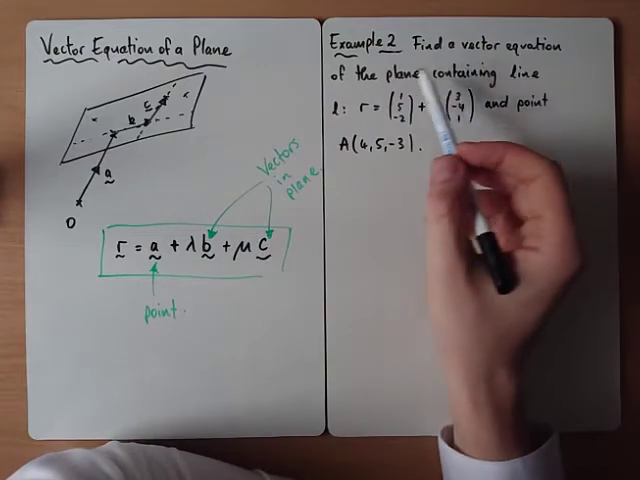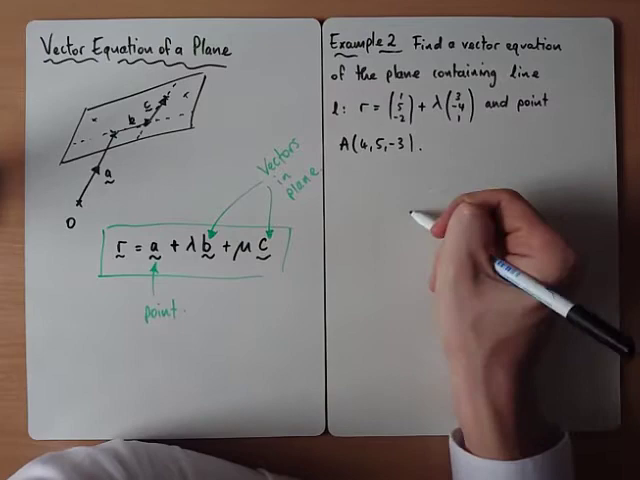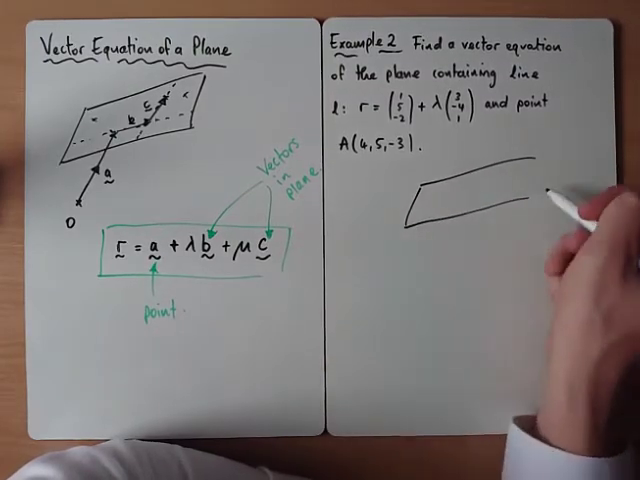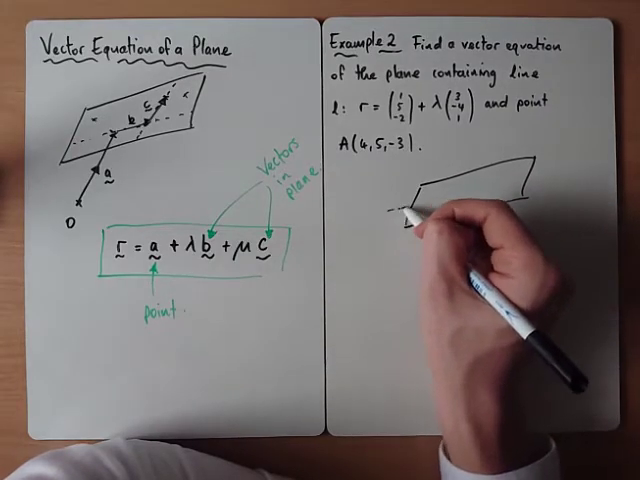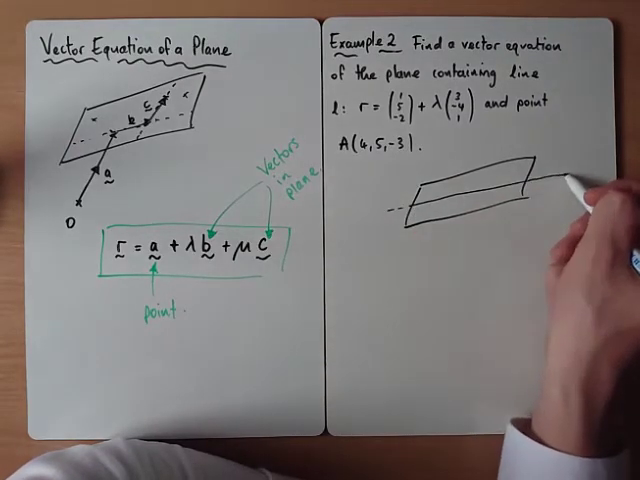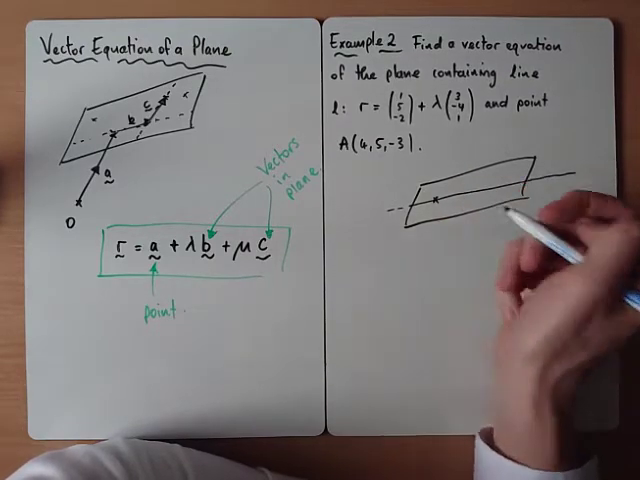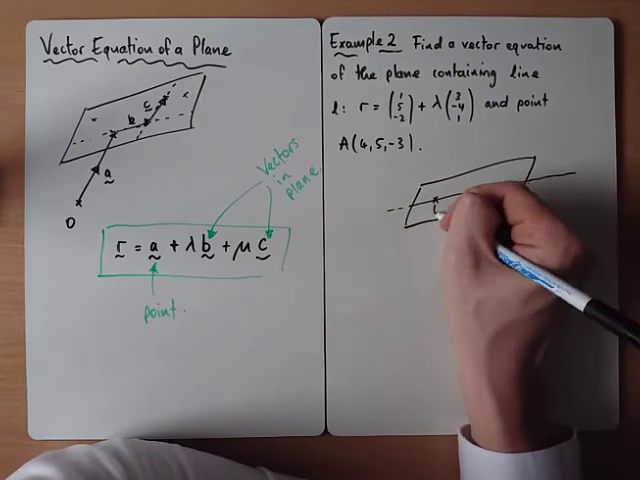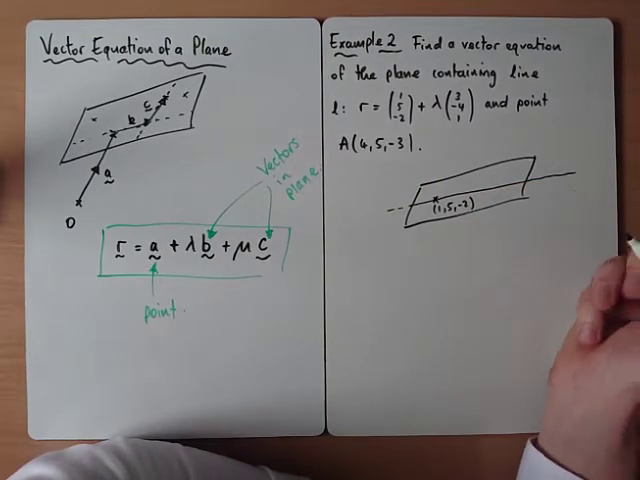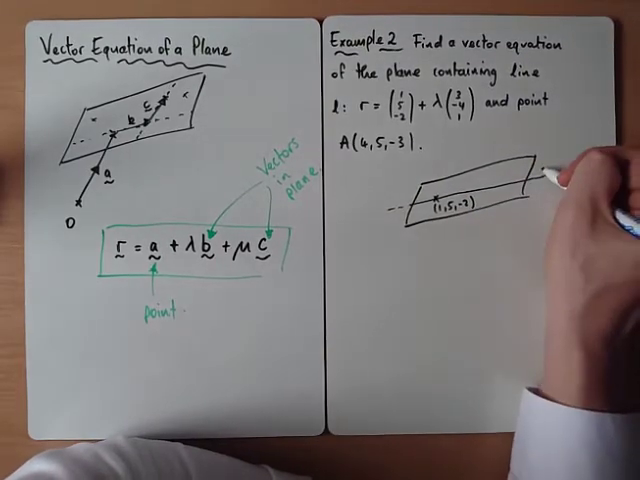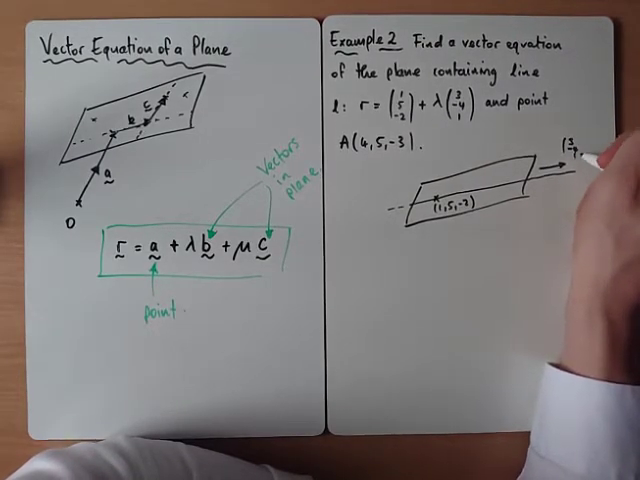Example 2 says find the vector equation of the plane which contains this line and this point. So try and visualize what's going on. There's a plane, and within that plane there's a line contained. Now this line here, we know, passes through the point (1, 5, -2), and the line is moving in the direction (3, -4, 1).